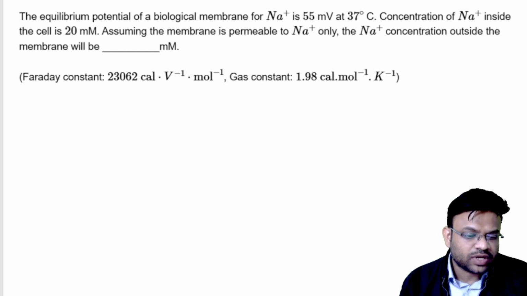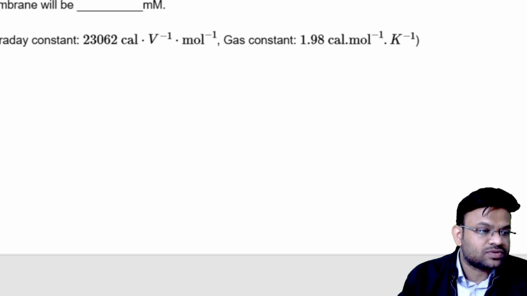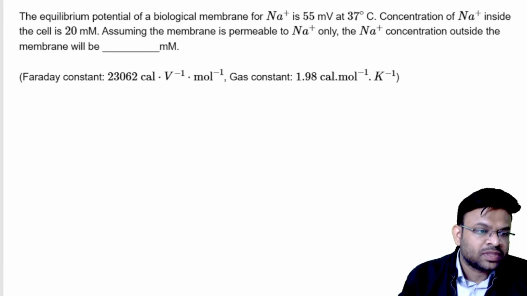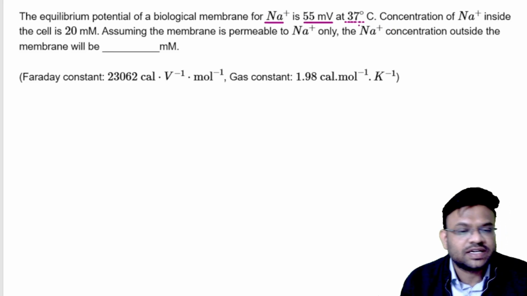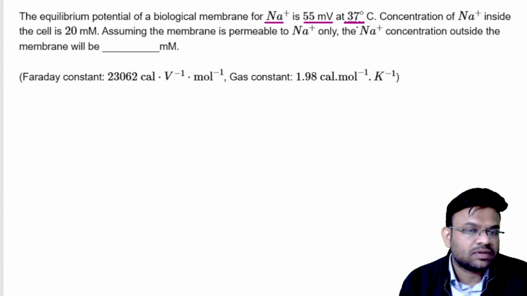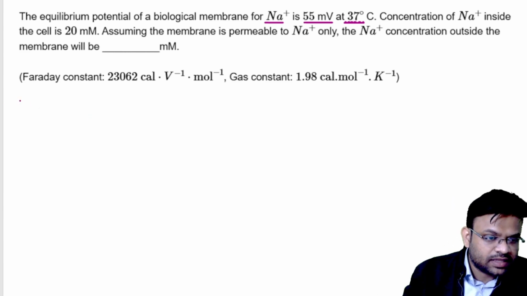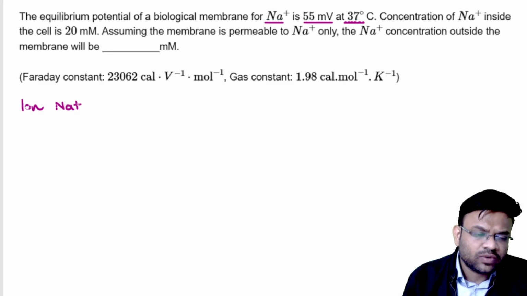You can see the question about the equilibrium potential of a biological membrane for Na plus. Let me quickly mark the important sections so that we can focus on those things only. The equilibrium potential of the biological membrane for sodium, Na plus, is 55 millivolt at 37 degrees centigrade. The ion that is given is sodium, Na plus.